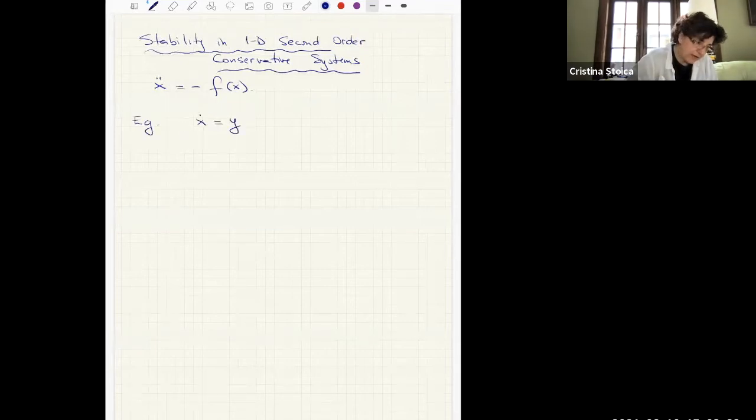So let's say we have, I'm going to write it first like this: x dot is y and y dot is minus x squared minus 1.